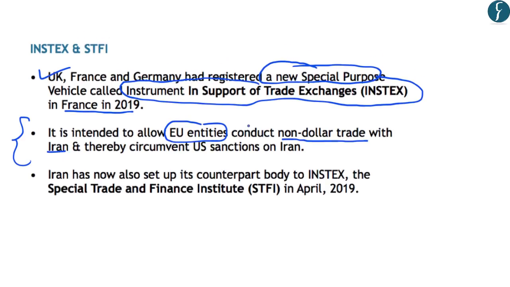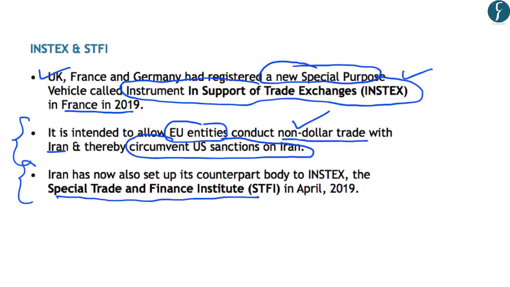So by allowing the EU entities to conduct non-dollar trade, it can easily circumvent the US sanctions on Iran. This is because in the background of sanctions on Iran, it would be impossible or difficult to trade in dollars. And that is why such a special purpose vehicle has been created by the EU countries. Now, in response to this INSTEX, Iran has also set up its counterpart body, and this is known as the Special Trade and Finance Institute. And the purpose of both these institutes is to circumvent the US sanctions on Iran and continue with trade between the EU countries and Iran.